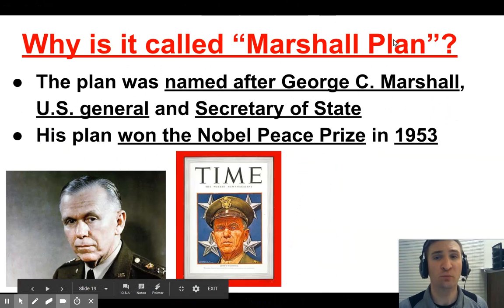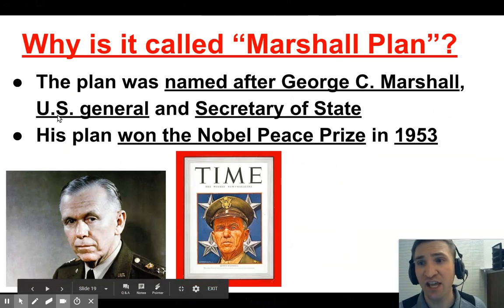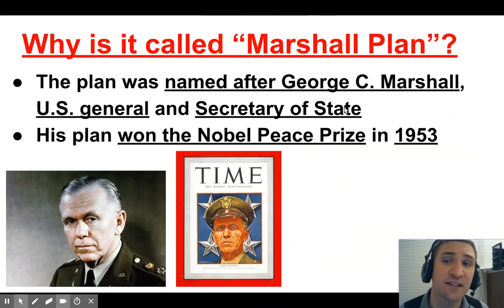Why is it called Marshall Plan? The plan was named after George C. Marshall. Here he is. He's the U.S. General and a Secretary of State. And his plan, his World War II peace plan, the Marshall Plan, won the Nobel Peace Prize in 1953, and that landed him on the cover of Time magazine.